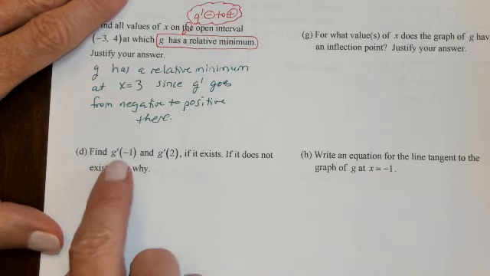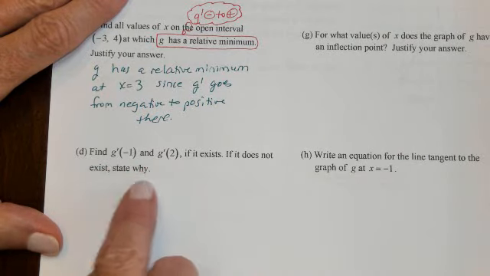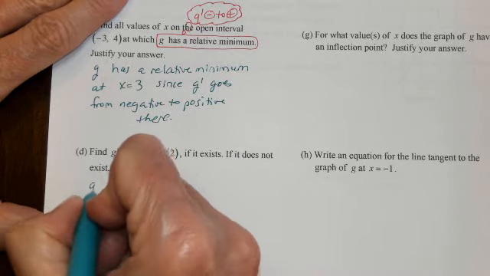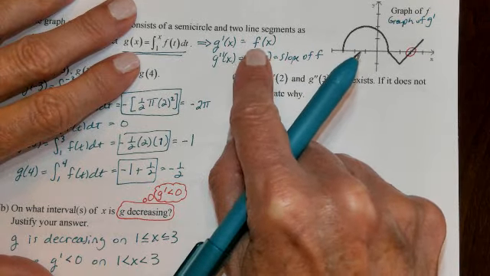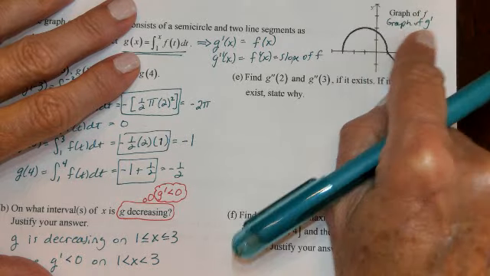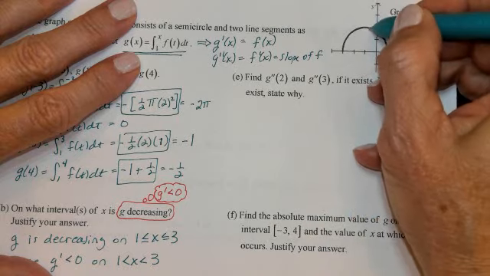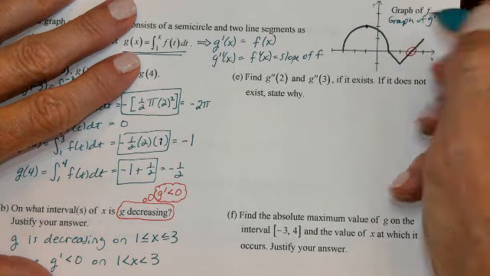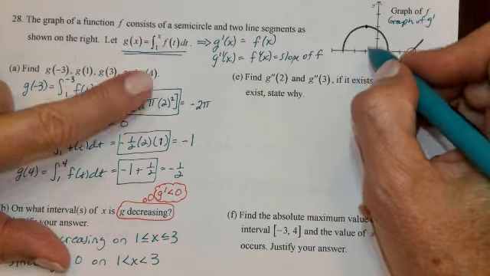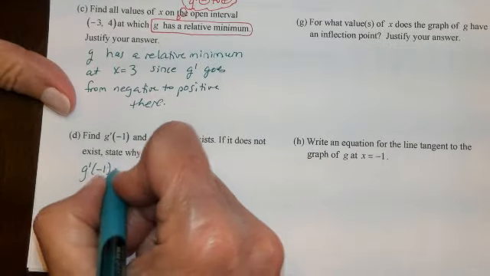Alright, part B. Find G prime of negative 1 and G prime of 2 if they exist. If it does not exist, state why. Okay. So G prime at negative 1. We already know G prime of x is f of x. So G prime of negative 1 will just be f of negative 1, right? Remember, this is the graph of G prime also now. So G prime of negative 1 is right there. And if this is a semicircle, which it is, that must be 2. So G prime of negative 1 is 2.